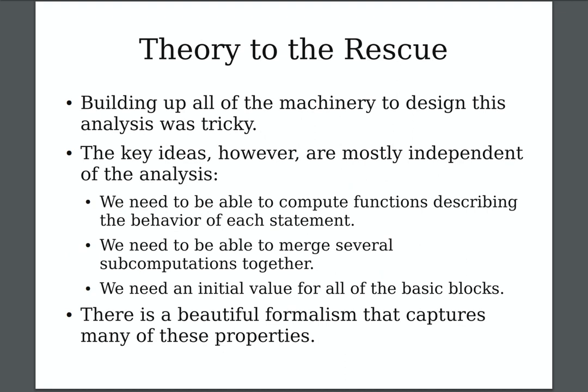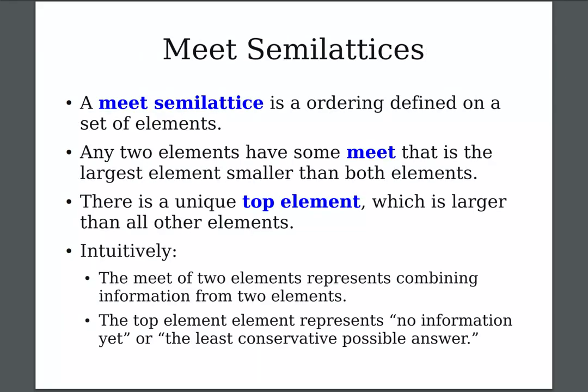So in order to reason about how we compute these data flow values, these values in our new semantics for the language, instead of computing the actual values of variables, the values in our data flow analysis were sets of live variables. There's a formalism that we can use in order to represent these kinds of combinations of values from multiple paths. And this formalism is called a semilattice.